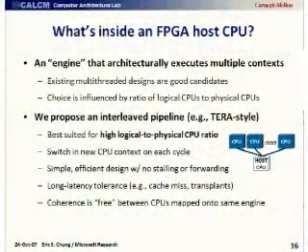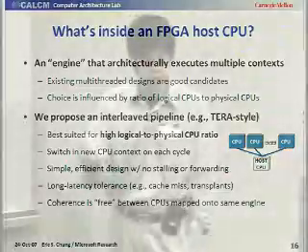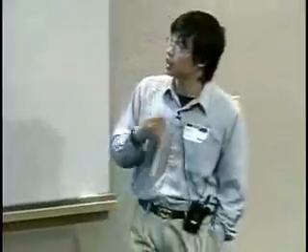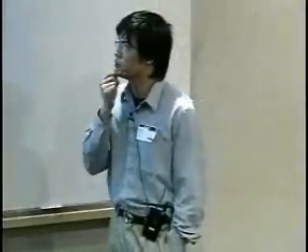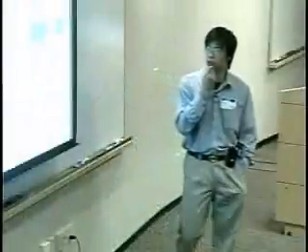Now onto the details. What's inside one of these FPGA host CPUs? It's really just an engine that can architecturally execute multiple contexts. It turns out that in the literature there are a lot of multi-threaded designs that are very good candidates for this type of thing. We think the choice is not going to be fixed, and it's really influenced by the level of decoupling, that is, whether your ratio of logical CPUs to physical CPUs is high or not.